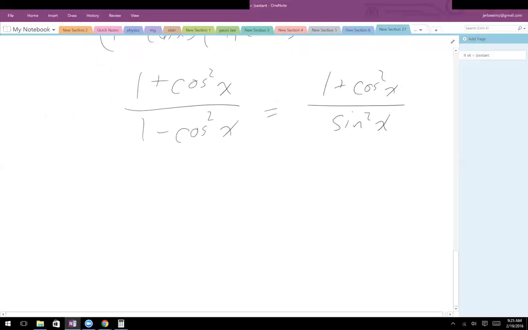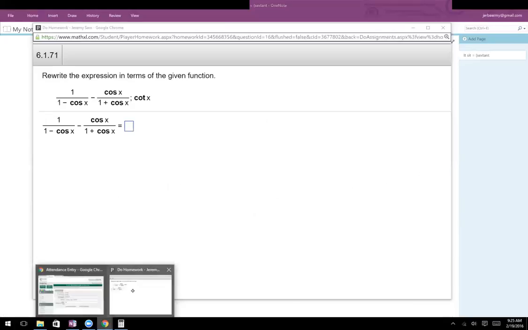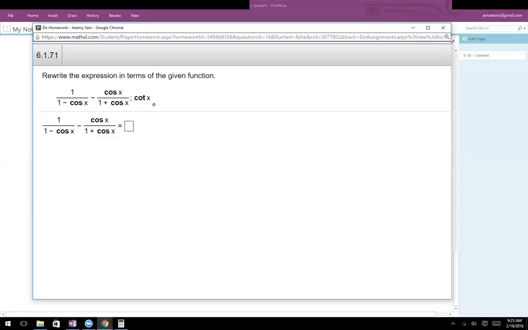All right. So I've got 1 over sine squared plus cosine over sine squared. What's 1 over sine? Cosecant. Yeah, so cosecant squared, and cosine over sine is cotangent squared. But that's not quite what they asked for, because they want the whole answer in terms of cotangent.